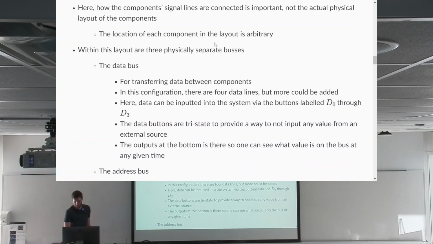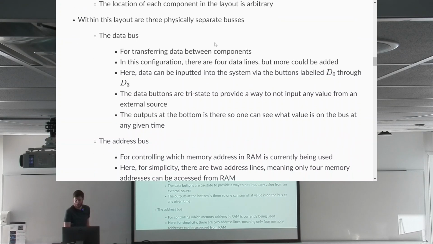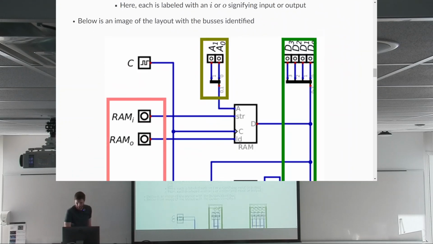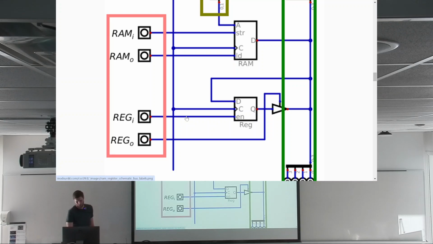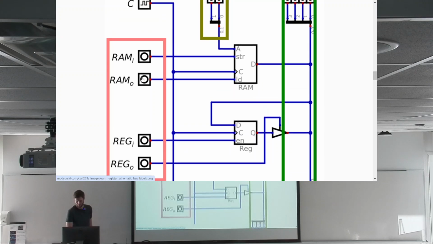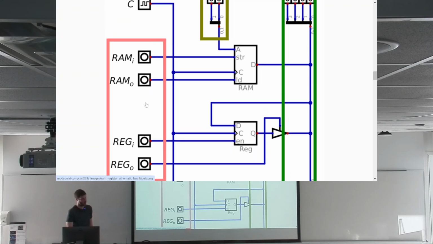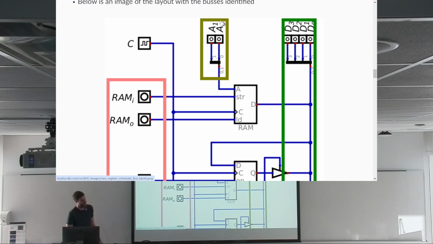Within the layout are three physically separate buses. The data bus, the green area; the address bus, which is only ever connected to one component here, but this could be different; and then we have the control bus, which has only 4 lines here, but this really is the control bus, okay? These are the control signals, control lines. Address, memory addresses, and data, okay?